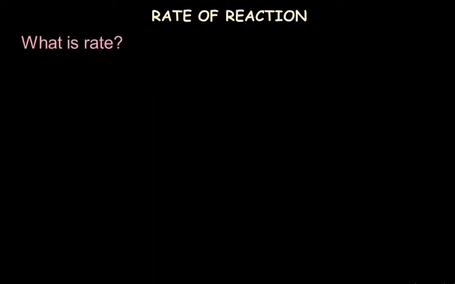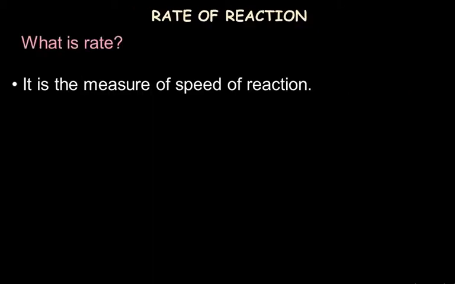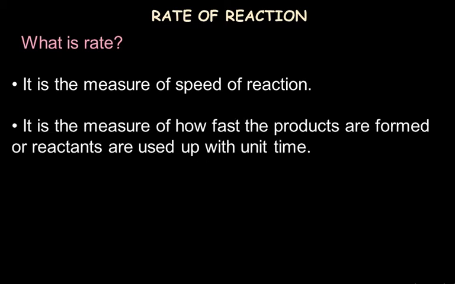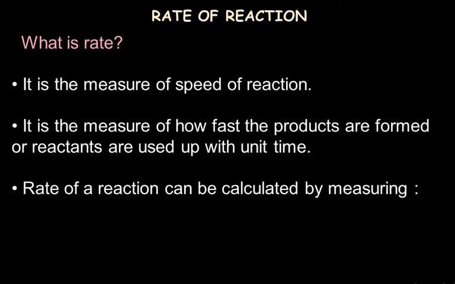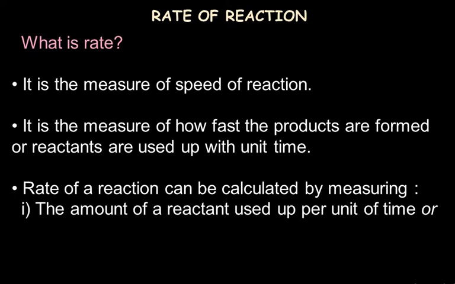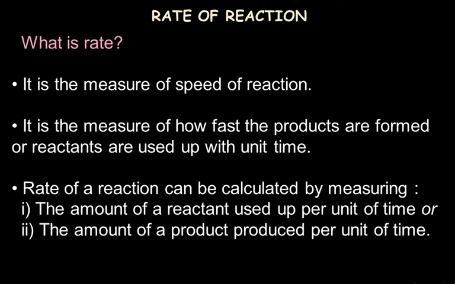So let's first revise a few points about what is rate. It's the measure of the speed of the reaction, or how fast the reaction is, and we can calculate it by measuring how fast the products are formed or how fast the reactants are used up. The rate of reaction can be calculated by measuring how much of the reactants are used up per unit time, or the amount of products produced per unit time.